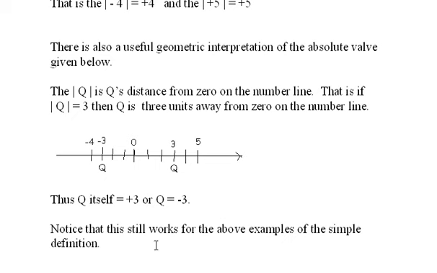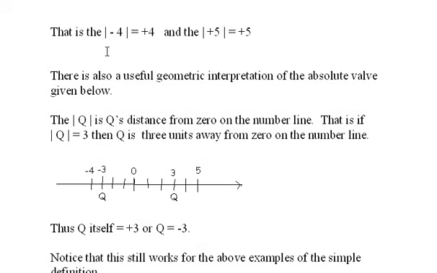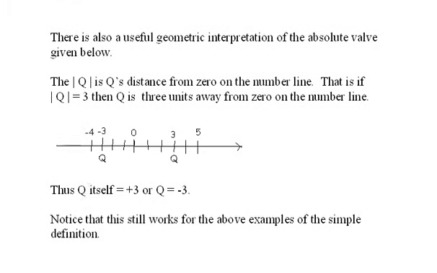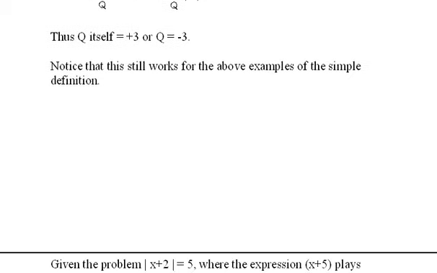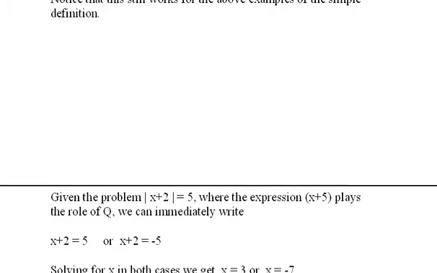Notice that this still works for the above examples in the simple definition. In other words, this new definition still works. If we're looking at the absolute value of -4, we see that -4 is 4 units away from 0, so it's +4. And the absolute value of +5, that's 5 units away from 0, so it's +5. So it works for the old definition too, the simple-minded one. And here we go. Let's take a look at a problem here.